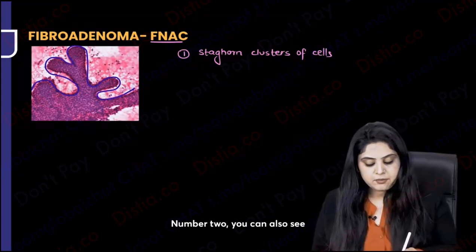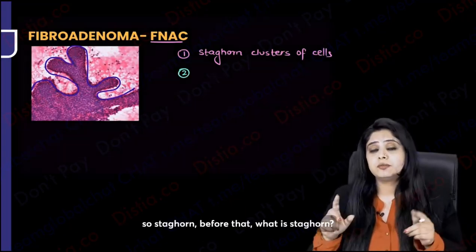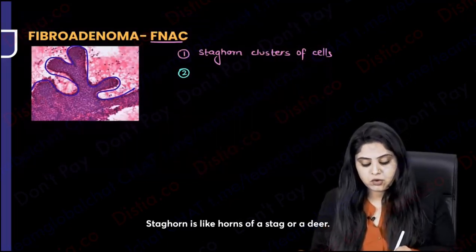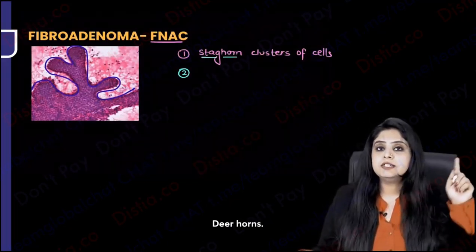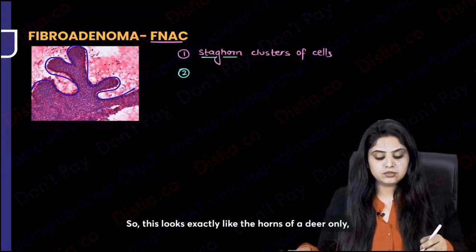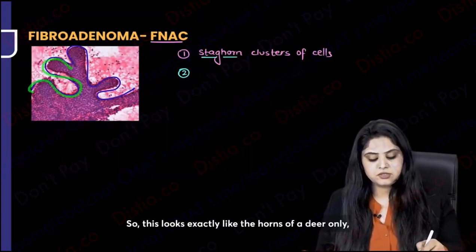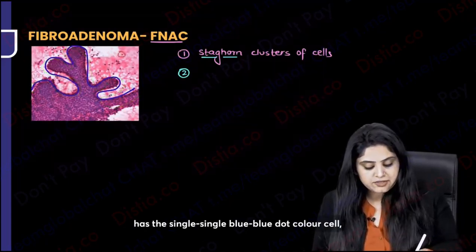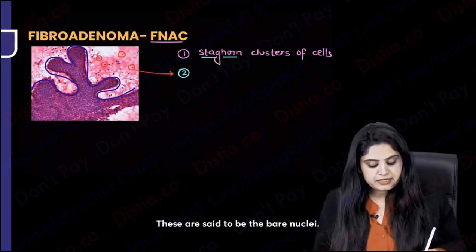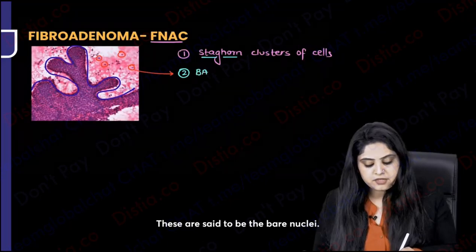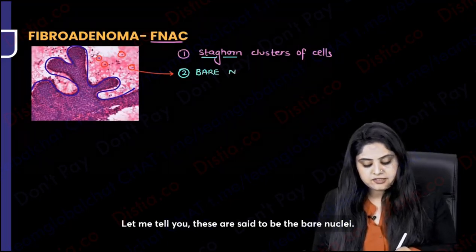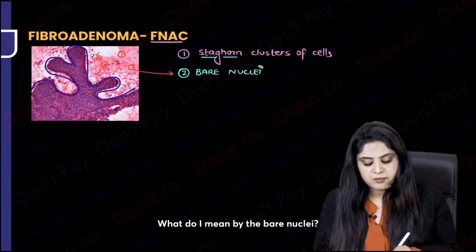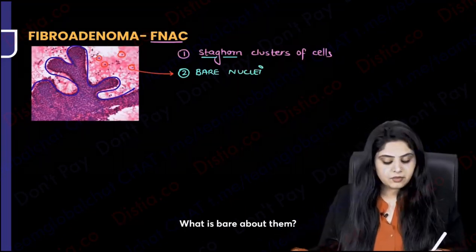Number two, before that, what is staghorn? Staghorn is like the horns of a stag, or deer horns, right? So that is a staghorn. This looks exactly like the horns of a deer. Apart from that, can you see the background has these single blue dot colored cells? What are these? These are said to be the bare nuclei. Let me tell you, these are said to be the bare nuclei. What do I mean by bare nuclei? What is bare about them?